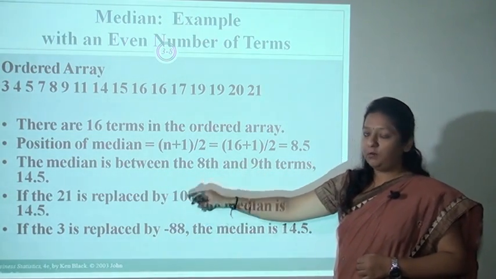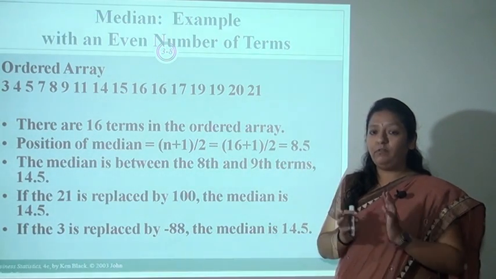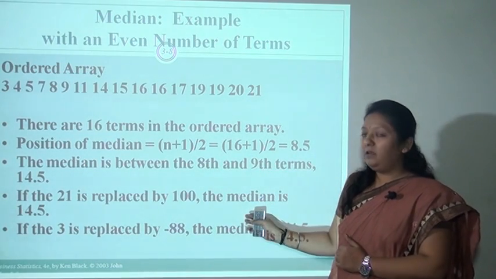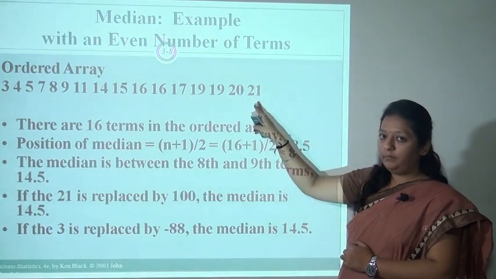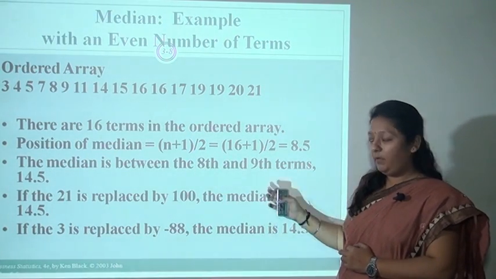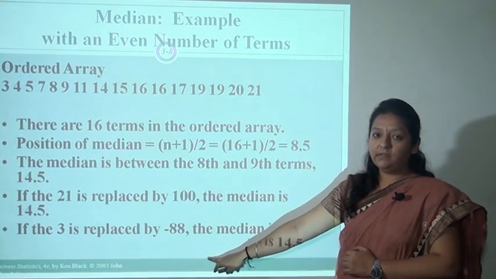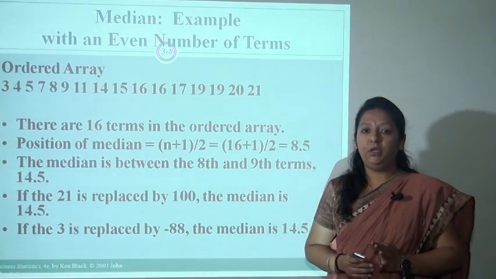If 21 is replaced, here again, if extremely large and extremely small values are added into an array, the value of the median is not going to change. If 21 is replaced by 100, the value of the median will remain the same, that is 14.5. If 3 is replaced by minus 88, the value of the median is going to be the same, 14.5.